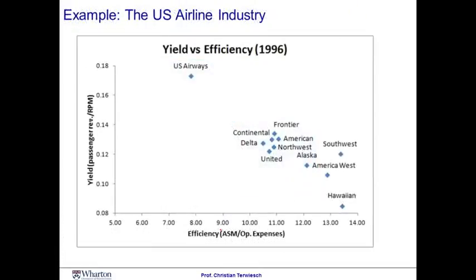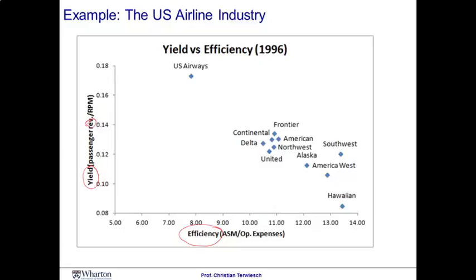Now it's time to look at a specific example. What I've shown on this graph is data from the US airline industry, and I plot here on the x-axis the efficiency of the carriers as measured by the ratio between the travel miles that they provide relative to their operating expenses. I also measure on the y-axis a number that is called the yield of the airline, which takes a ratio between the miles of travel service provided by the airline relative to the revenue.